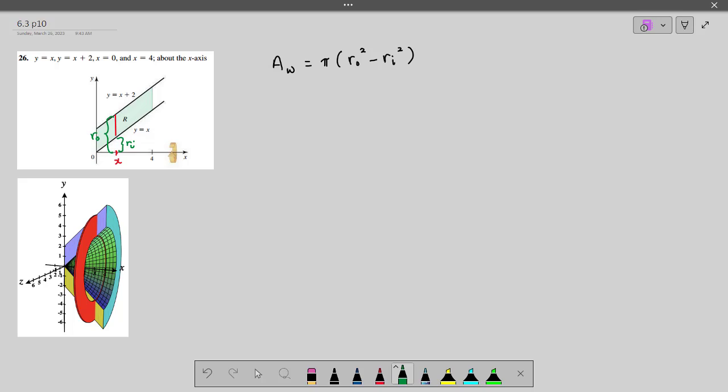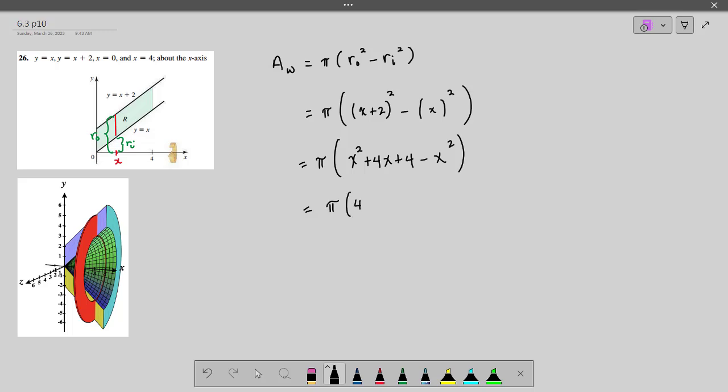So those radii are given by the functions. And so the formula here works out to be super nice. The outer radius is going to be given by x plus 2, and then we square it. The inner radius is given by x, and then we square it. And we have to remember that when we FOIL this, we'll get x squared plus 4x plus 4. So the x squared terms cancel, and we will be left with pi multiplied by 4x plus 4.